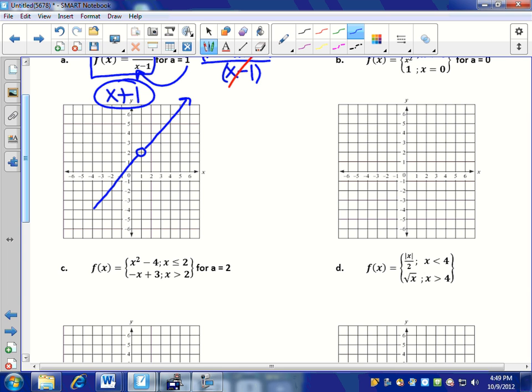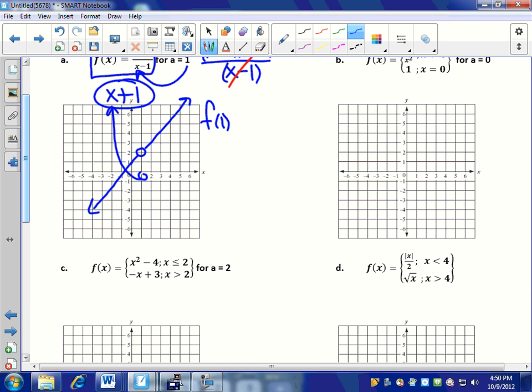Well, look, if it wants to look like x plus 1, if I plug in 1 into my function, 1 plus 1 is 2. So I know that that's the case. That's what the graph looks like. It has a hole in it. The question is, what does it fail to meet? It fails to meet the first requirement.